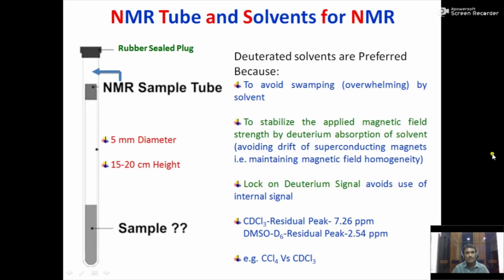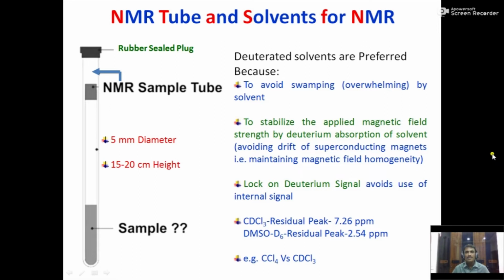So the NMR tube is available in different dimensions. Generally its diameter is 5 mm, and its length or height is 15 to 20 centimeters. You can see that it has a rubber sealed plug. Because we are spinning, the sample is dissolved in a suitable solvent. You can see that CCl4 can be used. It does not have any proton, so it will not interfere in the proton NMR spectrum.